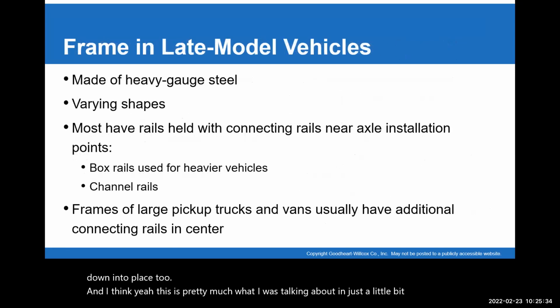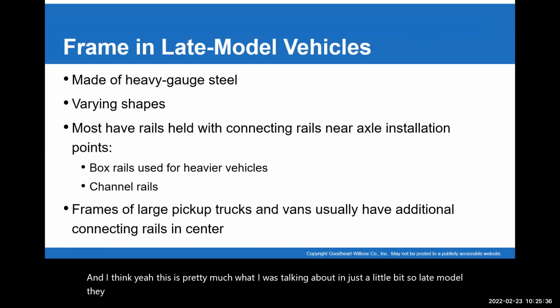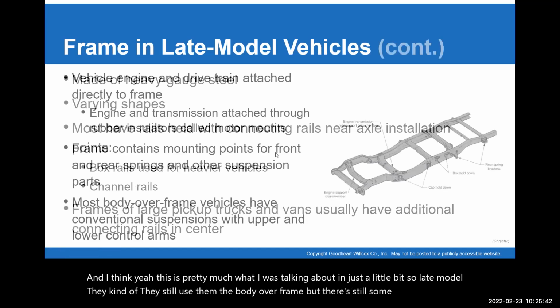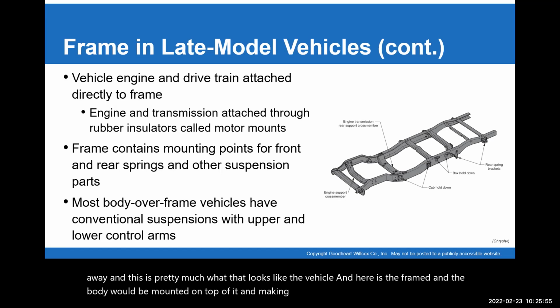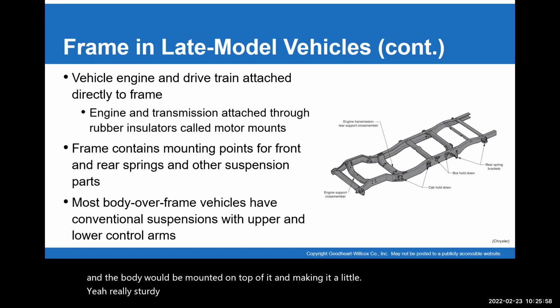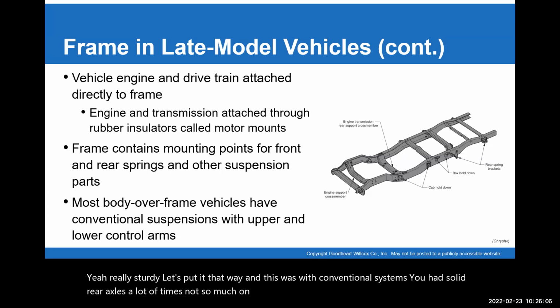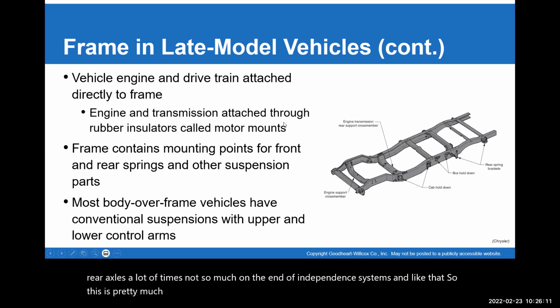So late model, they still use the body over frame in some, but there's still some that have gone away. And this is pretty much what that looks like. Here is the frame, then the body would be mounted on top of it, making it really sturdy, let's put it that way. And this was with conventional systems. You had solid rear axles a lot of times, not so much independent suspension systems and like that. So this was pretty much what we started off with.